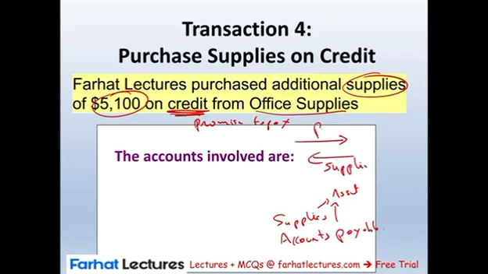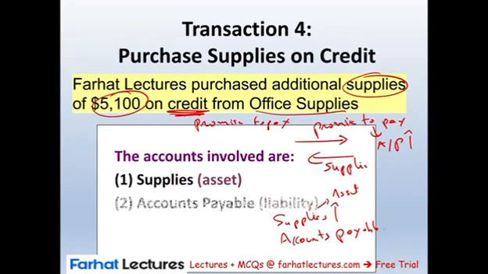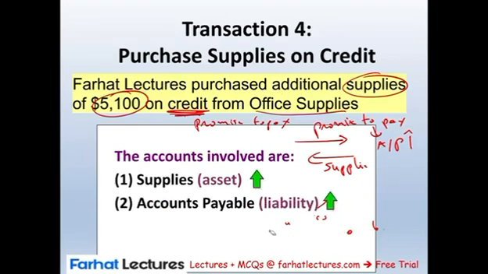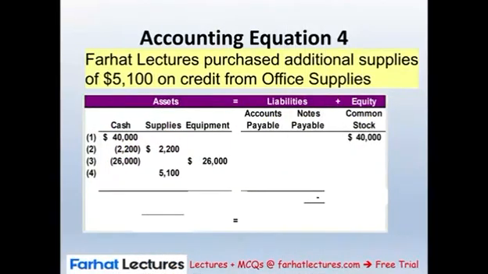We gave them a promise to pay. The promise to pay is an accounts payable, and we have more of accounts payable. We have more of liabilities. So supplies went up, which is an asset. Accounts payable, which is a liability, also went up. Let's show this on the accounting equation. We have more supplies, but now we have more liabilities, and specifically accounts payable.